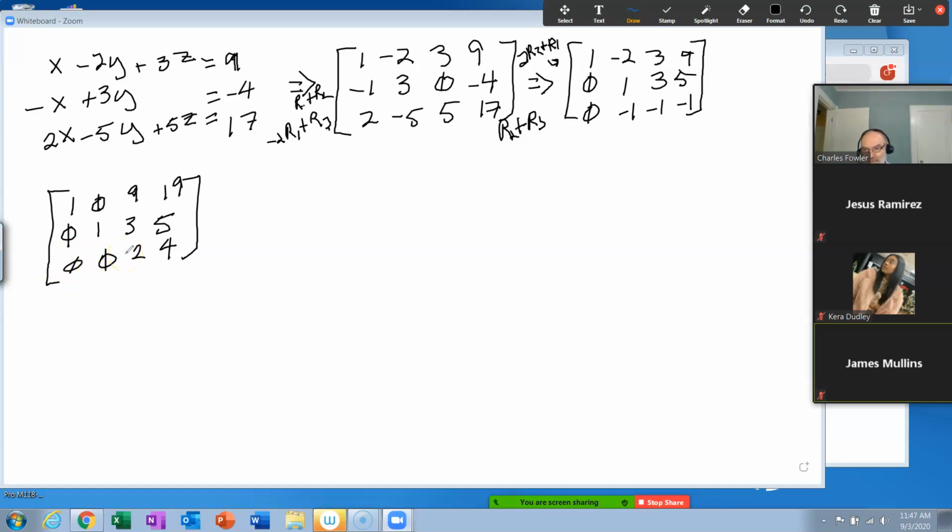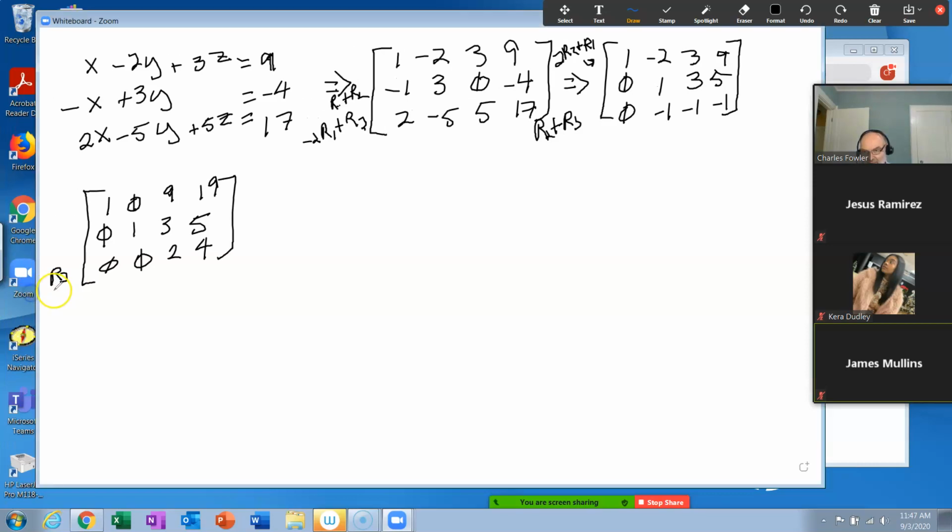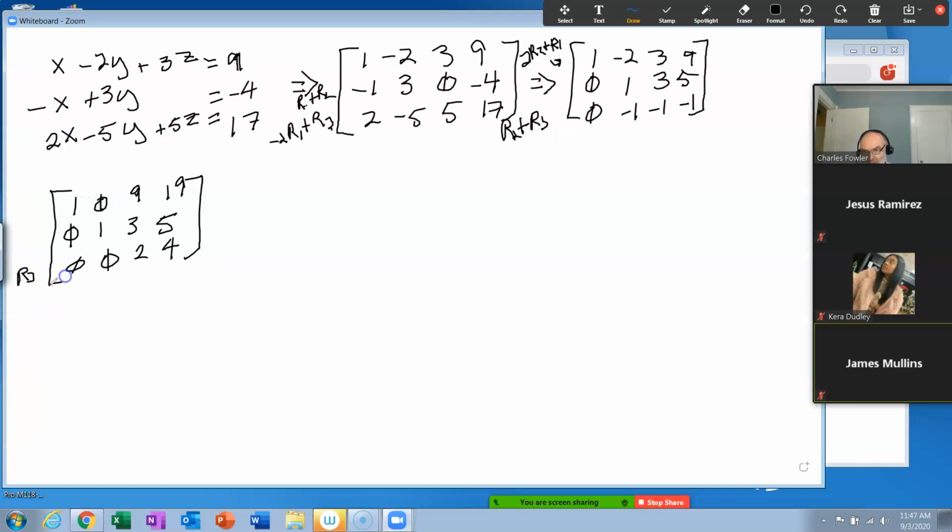So what we're going to do is row 3 divided by 2. And that will get it for us. Now I want to, and if it's okay with you, I'm going to do it right here. Divide this by 2, divide that by 2. So this stays a 0, that stays a 0. This becomes a 1, and this becomes a 2.